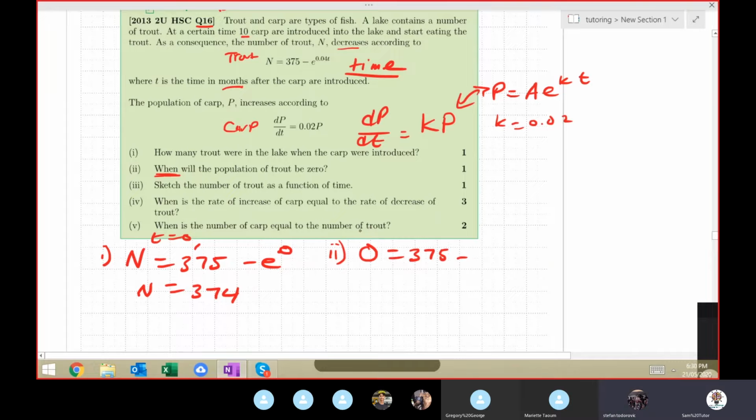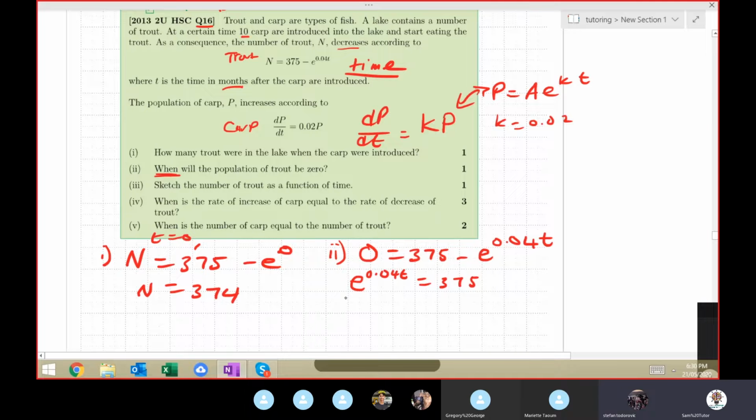0. Because the population is 0 now. Okay, you're trying to solve for T. What do you want to get rid of? The E. No, not yet. Put it on the left side so it's positive. Yep, and then?